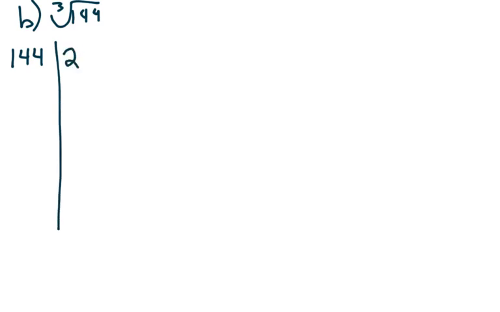B is the cube root of 144. The process doesn't change. We still need to break down 144. Divided by 2 gives 72. Divide by 2 gives 36. Divide by 2 gives 18. Divide by 2 gives 9. Divide by 3 gives 3. And divide by 3 gives 1.